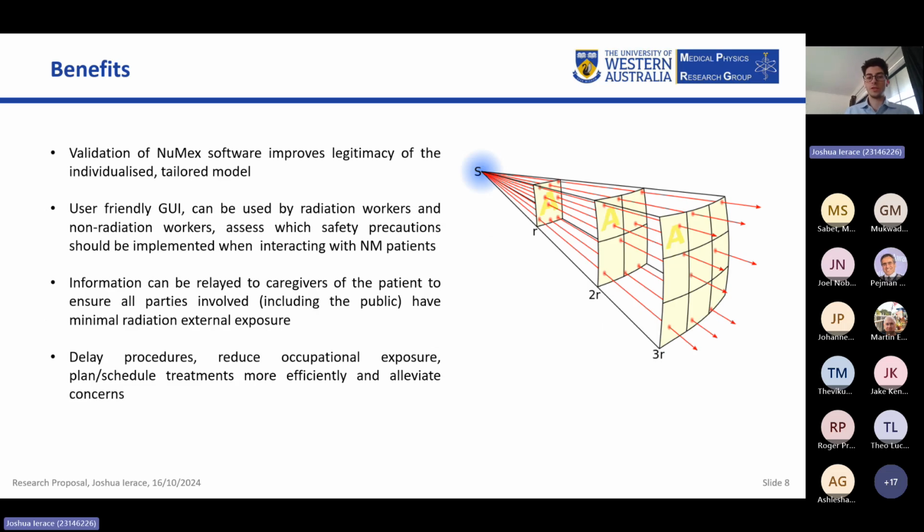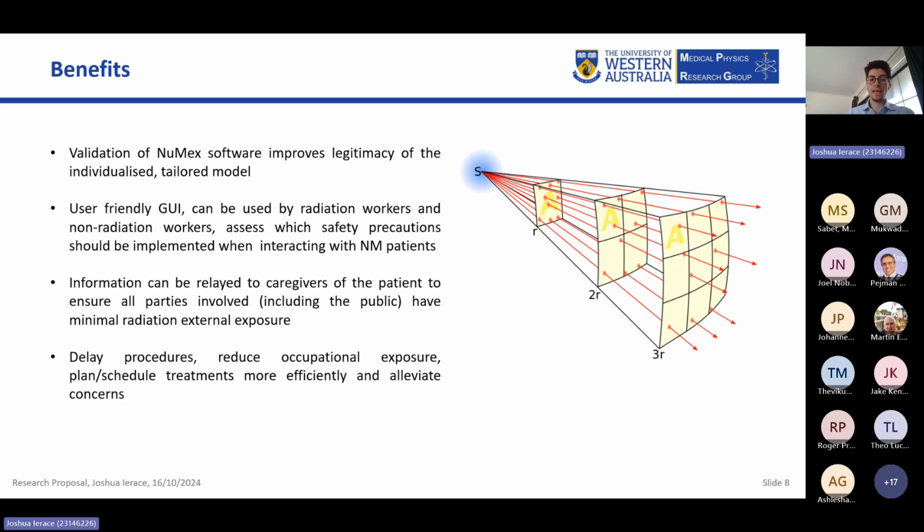Successful validation of the NUMEX software will improve the legitimacy of this individualized tailored model. Its user-friendly graphical user interface can be used by radiation workers and non-radiation workers alike to assess which safety precautions should be implemented and adhered to when interacting with nuclear medicine patients. This information can be exported in PDF format and be relayed to caregivers of the patient to ensure everyone, including the general public, have minimal radiation external exposure.